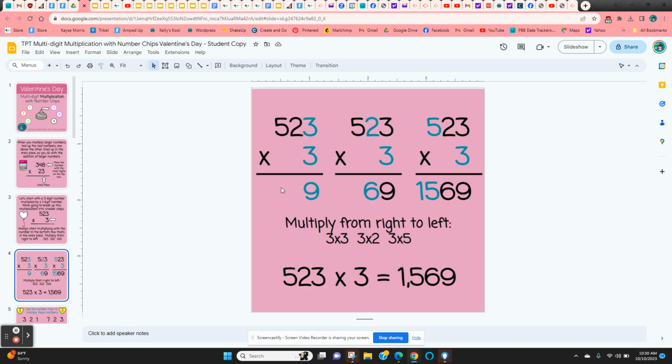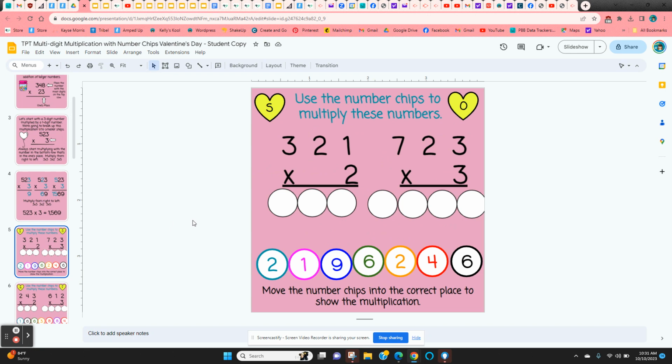The next slide shows them, if they look at the numbers in blue, 3 times 3 is 9. They're going to place the 9 here. 3 times 2, and this is actually 3 times 20 you want to explain to the students, because the 2's in the tens place. So when you get our answer of 6, it will also be in the tens place for 60. So again, right to left, 3 times 2 is 6, then 3 times 5 is 15, and we get our answer of 1,569.